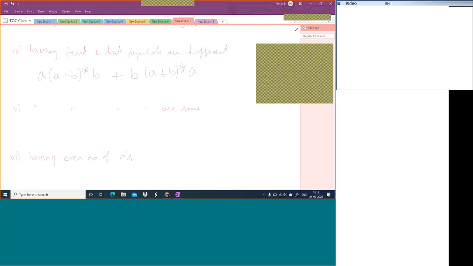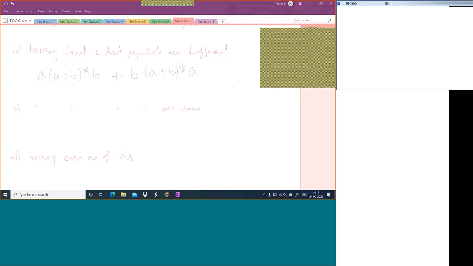It is for the fourth question, the last answer. So no one has given the perfect answer for the fifth question. Can anybody give the answer for the fifth question? The first and last symbols are same. Whether you are revising my notes or not, I don't understand.